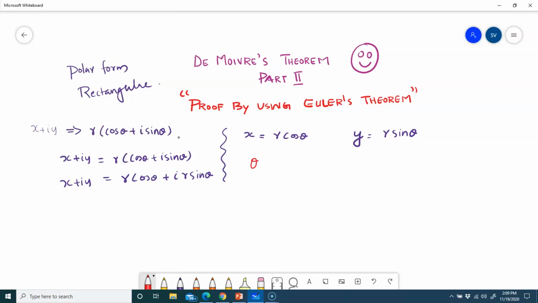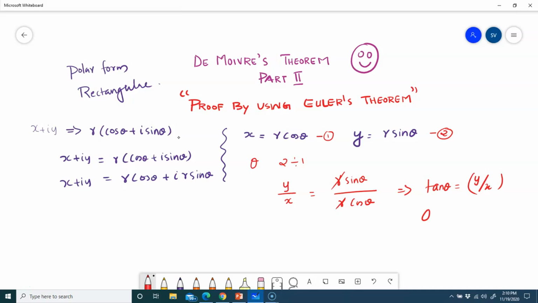So how can you do that? Just divide these two equations. This is equation number 1, this is equation number 2. Dividing 2 by 1, the equation will be y over x is equal to r sin theta over r cos theta. R got cancelled out, so y by x is equal to tan theta. Therefore, tan theta is equal to y over x, and from this we can write theta is equal to tan inverse of y over x.